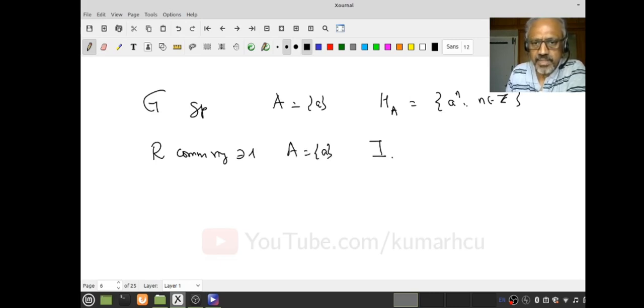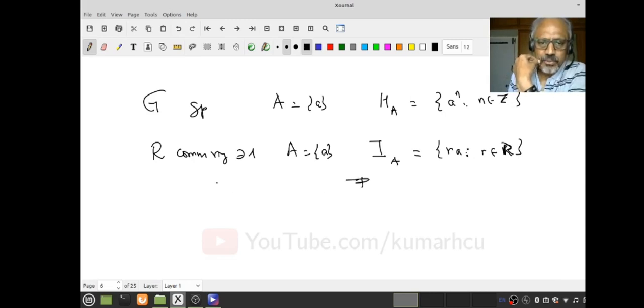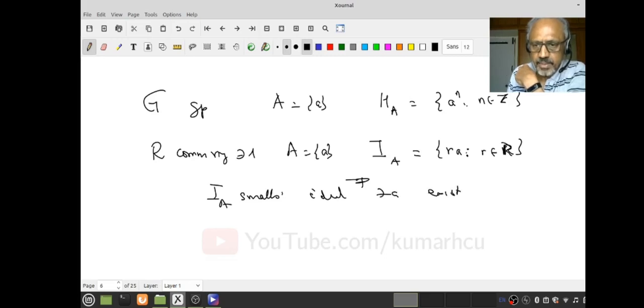What is the smallest ideal which contains A? This is R times A as r varies over R, where R is an ordinary ring. This is what you call a principal ideal. Now how do I know such an ideal, the smallest ideal containing A, exists? If A belongs to I_A, and since this is an ideal and r is a ring element, then r times A must also be in I_A. Do you understand that? Yeah.